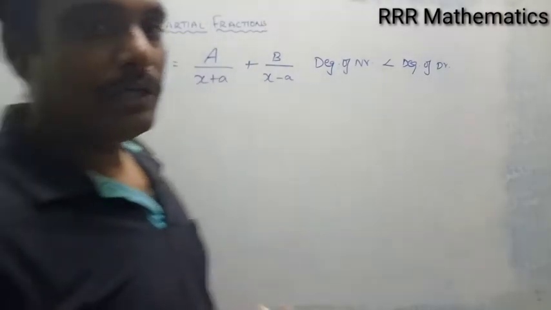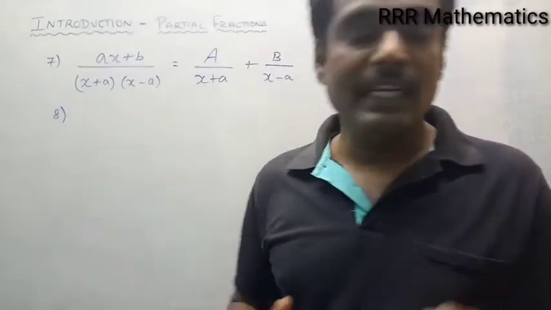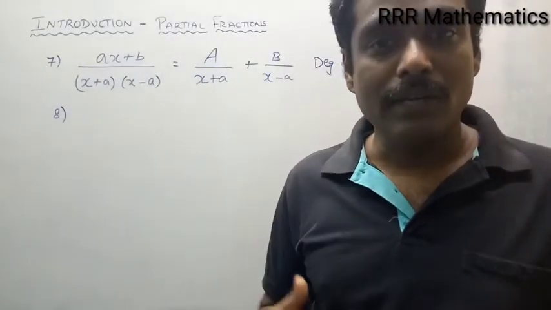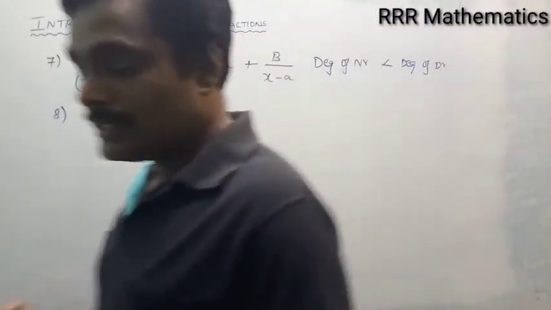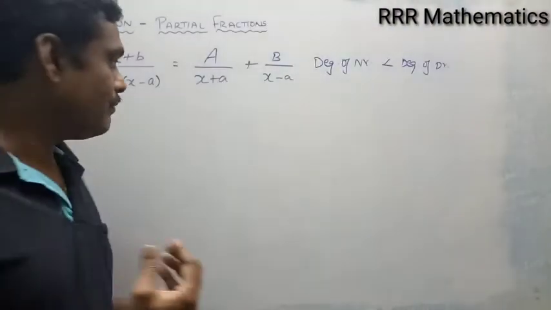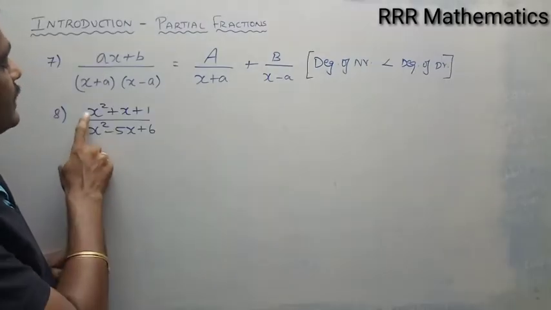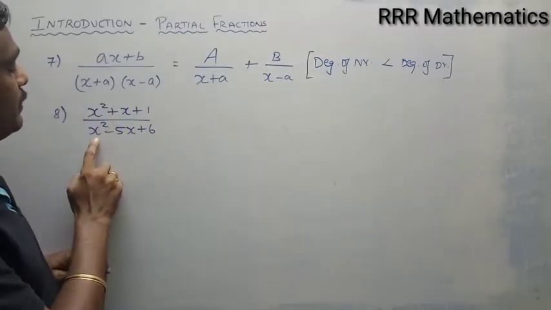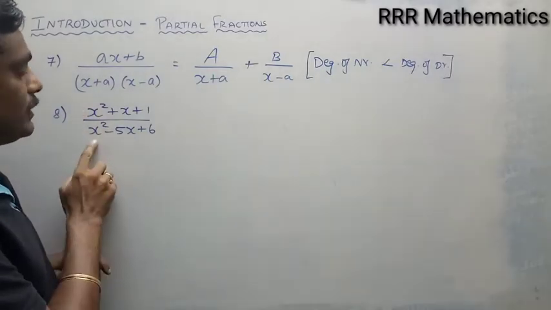You want to use a long division method to proceed with the problem. Is it clear? Suppose the degrees of the numerator and the denominator are equal. You want to use a long division method. In this case, I am going to consider an example problem which is very comfortable to explain. See, we have x square plus x plus 1 divided by x square minus 5x plus 6. Here the degree is 2, here also the degree is 2.